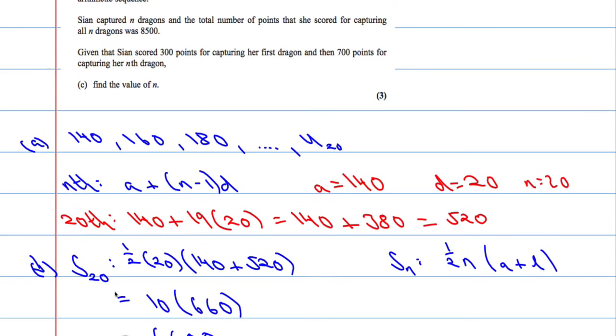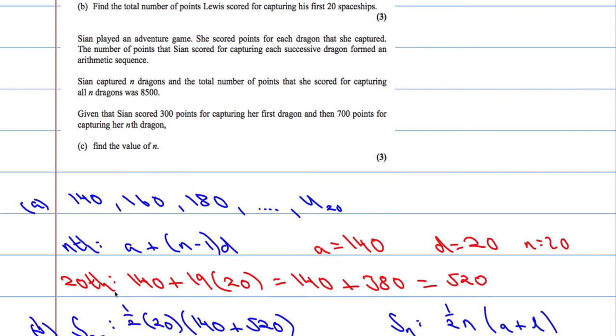Okay, and part C, let's see. Shan played an adventure game and she scored points for each dragon she captured. The number of points that Shan scored for capturing each successive dragon formed an arithmetic sequence. Shan captured n dragons, and the total number of points that she scored for capturing all n dragons was 8,500, given that she scored 300 for the first dragon and 700 for the nth dragon. Calculate the value of n.